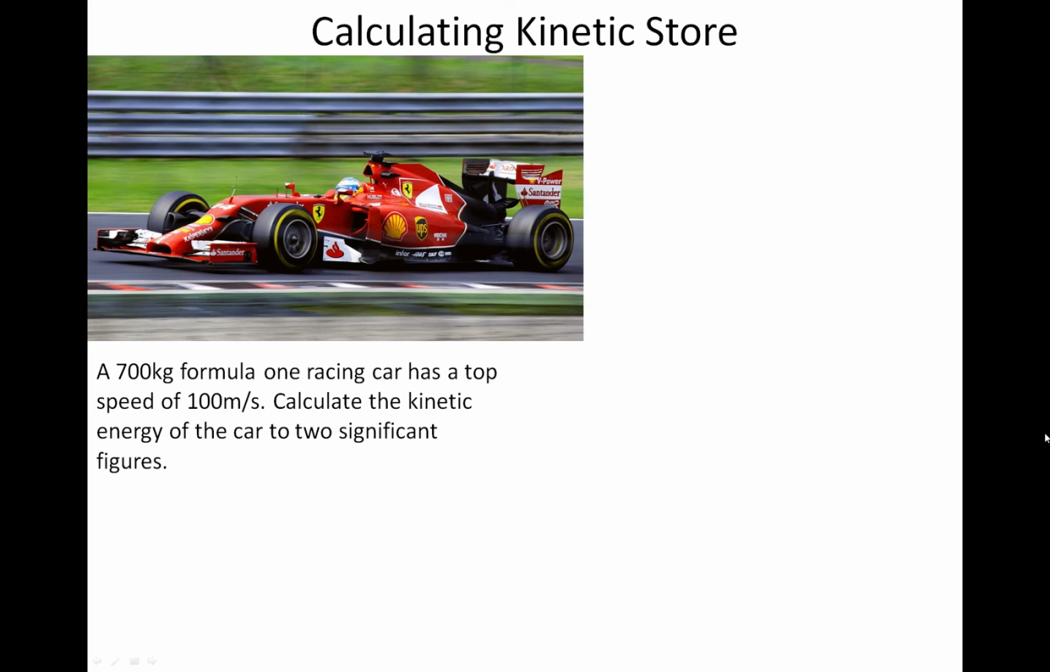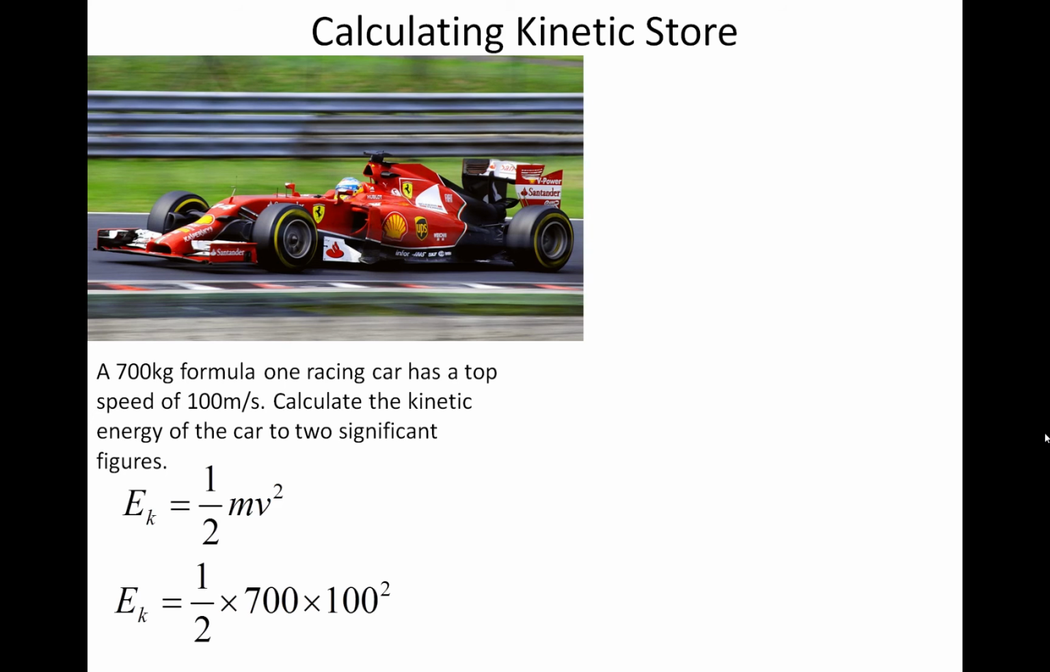A 700 kilogram Formula 1 racing car has a top speed of 100 meters per second. Calculate the kinetic energy of the car to 2 significant figures. So first of all, we write down our equation first. Then we replace the letters with the correct numbers. So we've got m is the mass, and so we pick the one with kilograms next to it. So it's 700 kilograms multiplied by the velocity. In this case, the velocity is 100 meters per second. Now remembering that that's 100 squared.